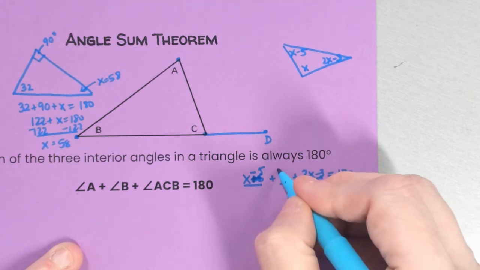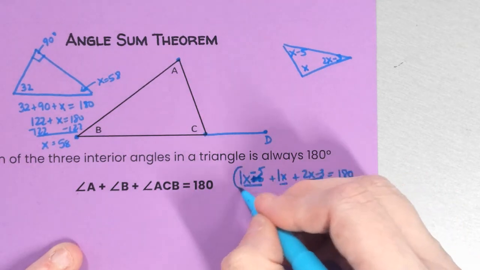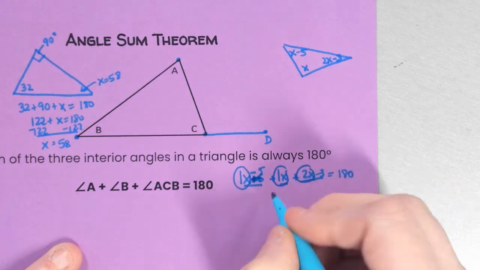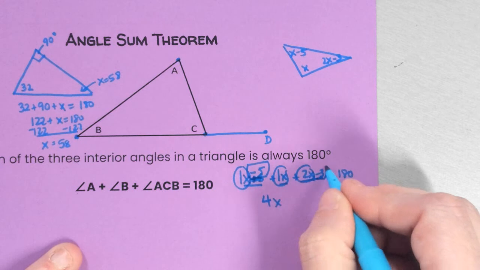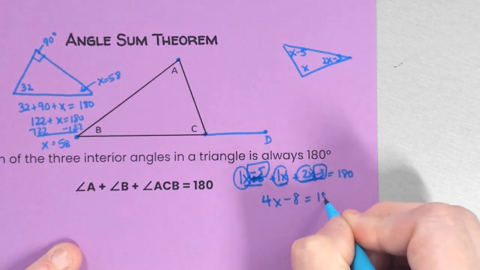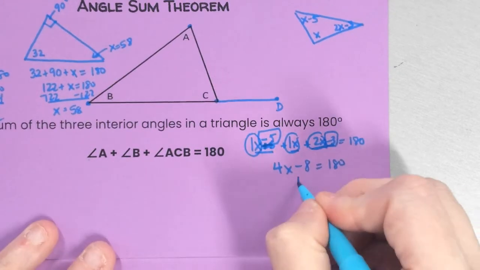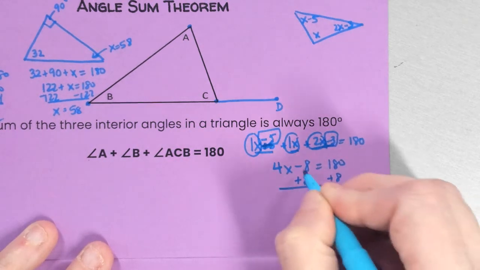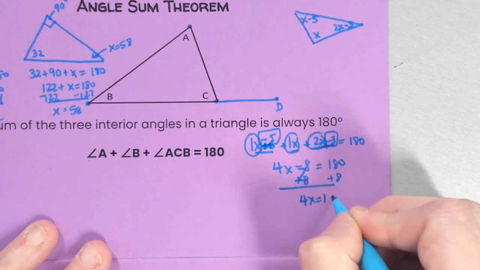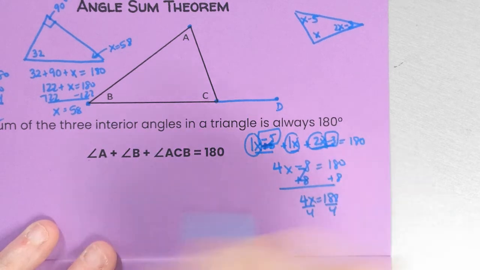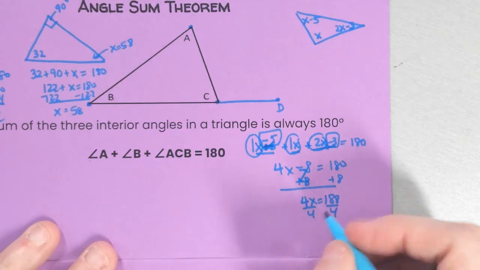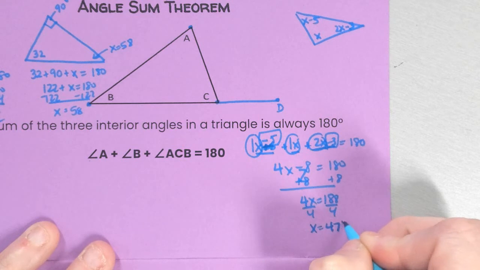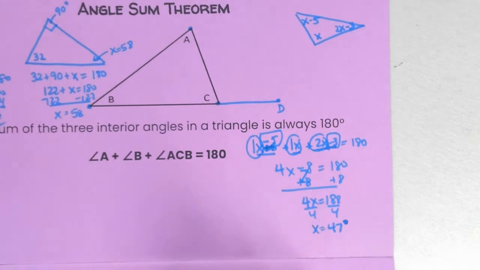Well, then I'm going to combine like terms. I'm going to add in my invisible ones. I have 1, 2, 4 x's. Negative 5 and negative 3 makes negative 8 equals 180. And then I just solve it. I add 8 to both sides. 4x equals 188. I divide by 4. And that gives me x equals 47.